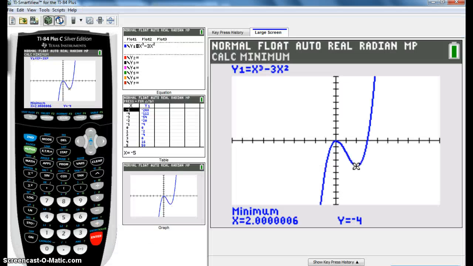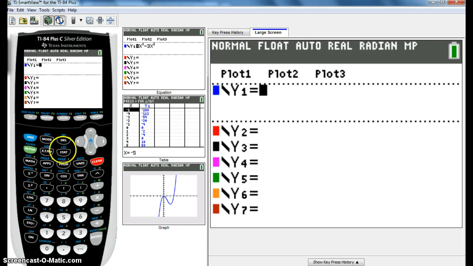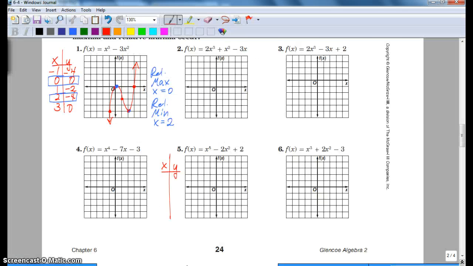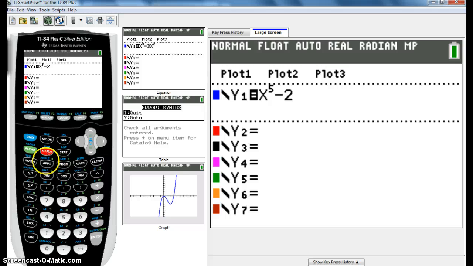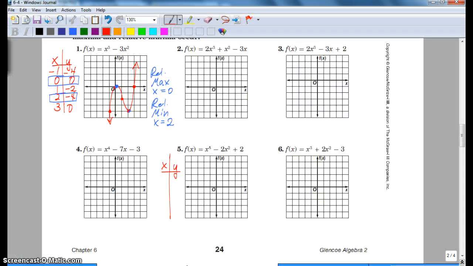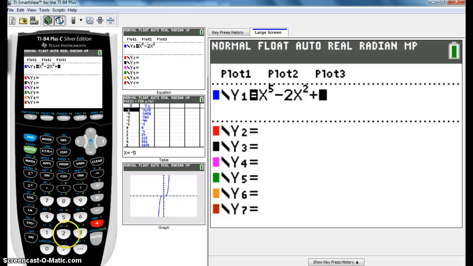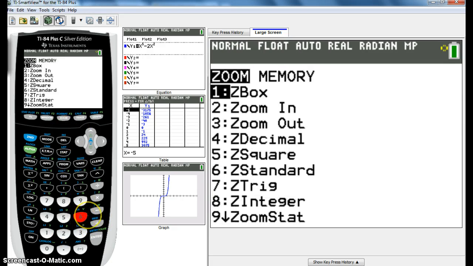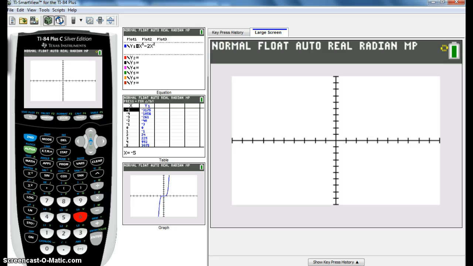So x to the 5th, let's clear that. x to the 5th minus 2x squared plus 2. Okay, zoom 6. Here's our function. It actually looks very much like a cubic. Okay, it does have the end behavior as we anticipated, down and to the left, up and to the right, as all positive odd functions look.